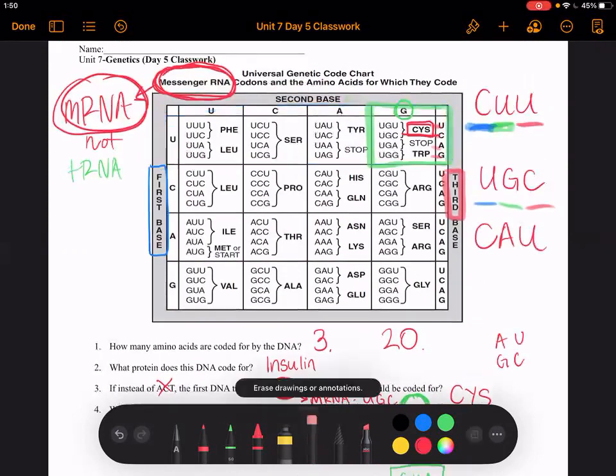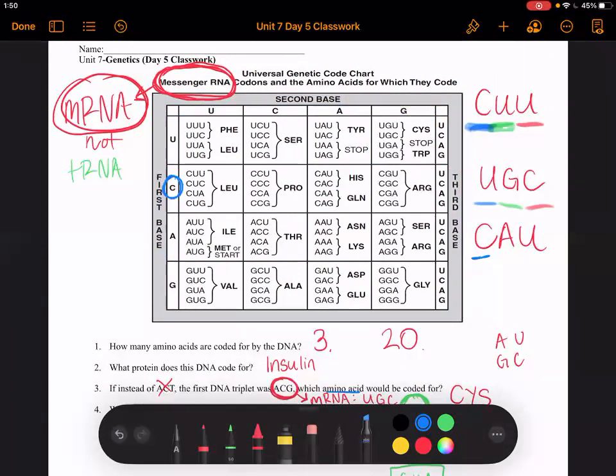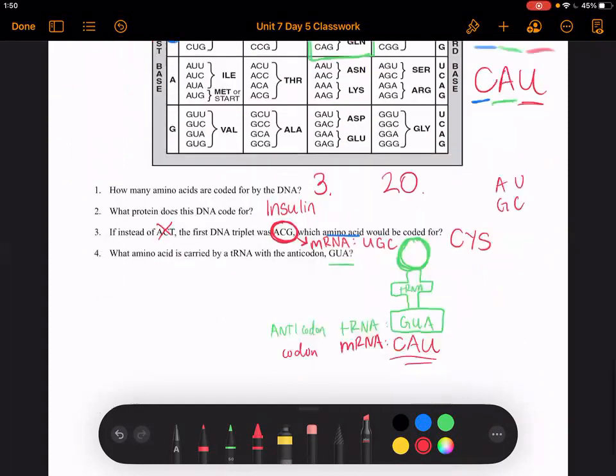Right, so the first thing you're going to do is look for your first base. First base is C, so I'm going to be looking right here. Second base is A, so I'm going to be looking right here. That means that I've narrowed it down to this box right here, because it's in this row and this row. But we still have to look for that last base, which is U. So I'm going to look for my third base over here, follow my U across, and I see that CAU codes for the amino acid histidine, or HIS. So the amino acid being coded for is HIS.